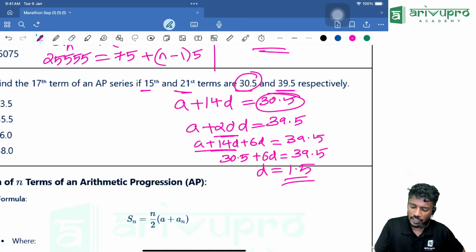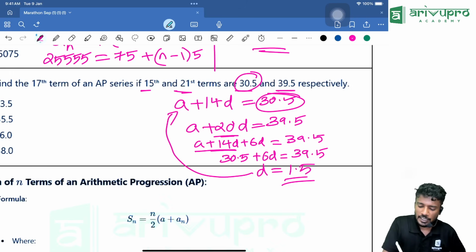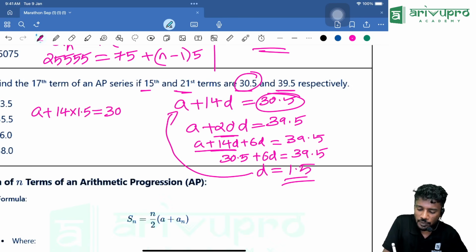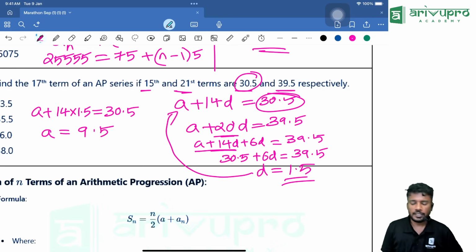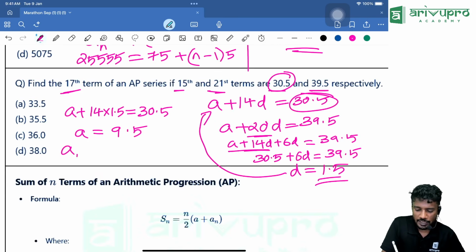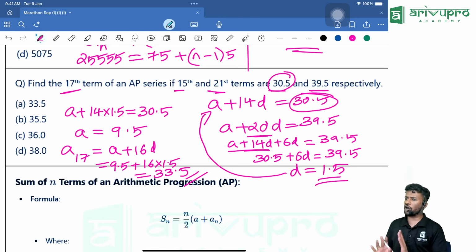How will you find the value of A? Substitute over here. That means A plus 14 into 1.5 is equal to 30.5. So A is equal to how much? 9.5. Now we have A, we have D. Now how to find the value of A17? A17 is A plus 16D, which is equal to 9.5 plus 16 into 1.5. How much is it? 33.5. This is the normal method.